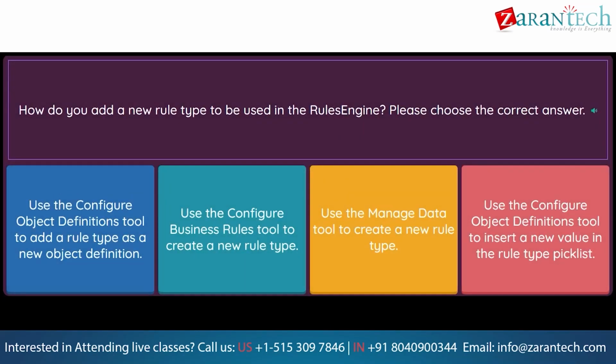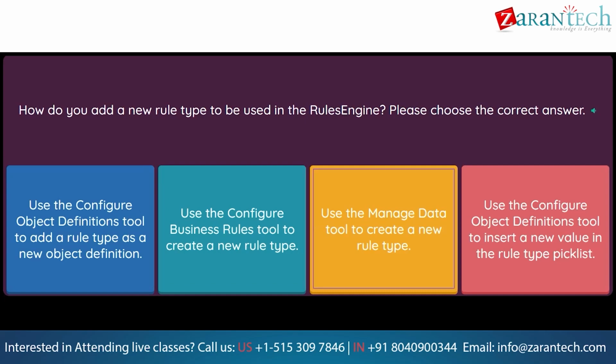Question: how do you add a new rule type to be used in the rules engine? Please choose the correct answer. Option 1: use the Configure Object Definitions tool to add a rule type as a new object definition. Option 2: use the Configure Business Rules tool to create a new rule type. Option 3: use the Manage Data tool to create a new rule type. Option 4: use the Configure Object Definitions tool to insert a new value in the rule type pick list.